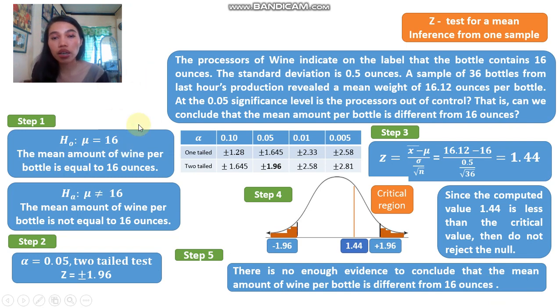Okay. So this is our first problem in z-test for mean inference from one sample. Let's have our next video.